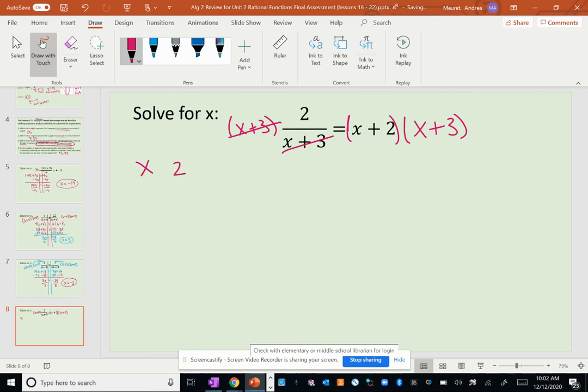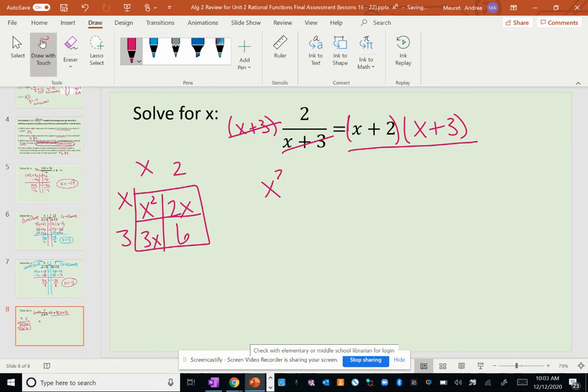X plus 2 times x plus 3. This one's a little bit more complicated because I'm going to get a quadratic. X squared, 2 times x is 2x, 3 times x is 3x, and 3 times 2 is 6. All right, so I just simplified this side of the equation. I get x squared plus 5x plus 6, and then that's equal to 2.